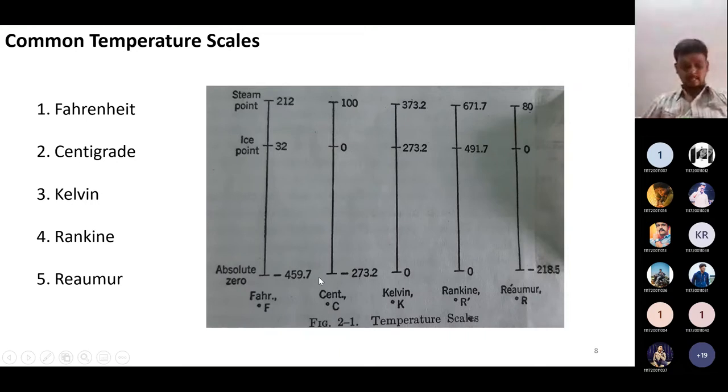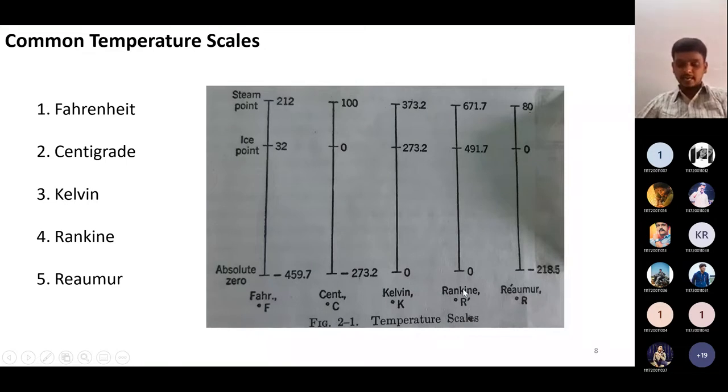Next is the degree centigrade scale. It was introduced around 1740 and is commonly used in many European countries, very popularly known as the Celsius scale. The scale assigns 0 degrees centigrade for the ice point and 100 degrees centigrade for the steam point. The Kelvin scale was proposed by Lord Kelvin, so it is also known as the degree centigrade's absolute scale. It is much used in scientific and technical literature, and for the SI unit system, Kelvin is the basis for temperature measurement. This scale assigns the ice point as 273.2 and the steam point as 373.2.